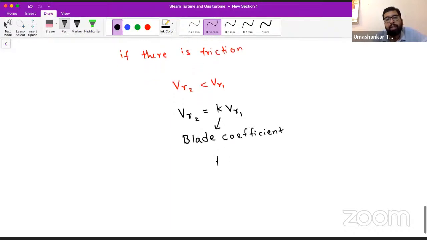So if K exists, it must be less than one. Yes or no? Because we know VR2 is less than VR1.